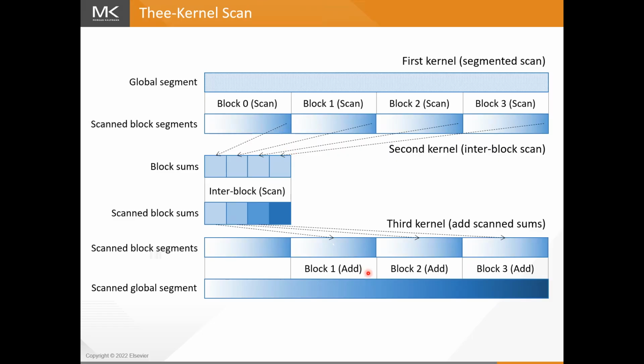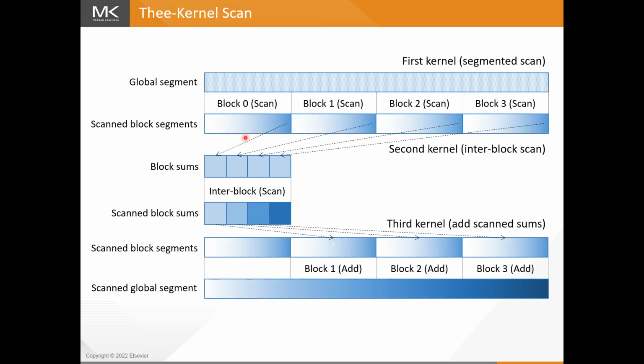Yes, exactly. So I'm glad you mentioned that, because that's exactly one of the issues here. Because we divided this into multiple kernels, when we load this global segment from the global memory and we do the scan, what do we need to do with these scanned block segments? We need to put them back in the global memory.